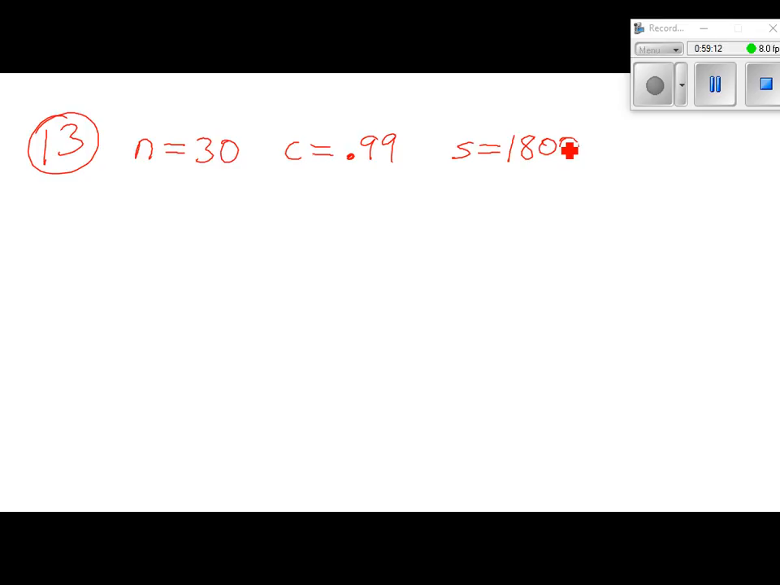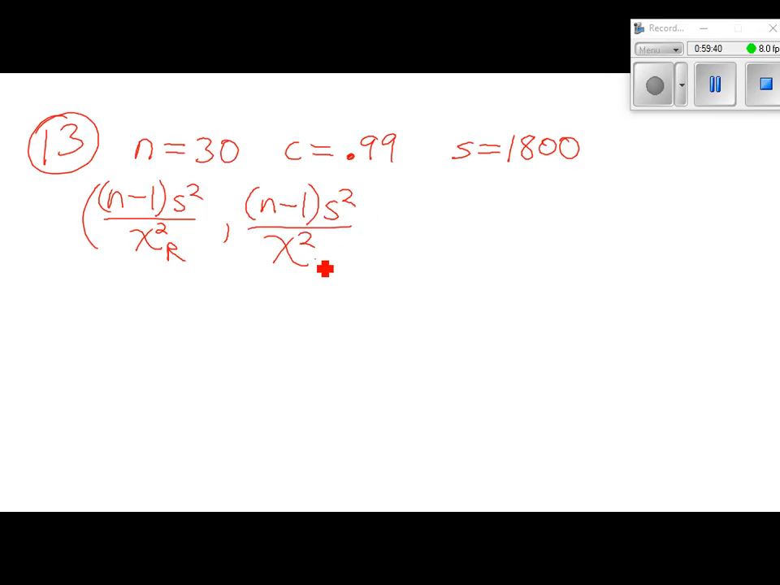So you grab your calculator and you punch this in, right? No, not for this. We have to use the formula. N minus 1 times S squared over, what was it over? Chi squared R, right? And then the other one is N minus 1 S squared over chi squared L. Well, we know N and we know S, but what two things don't we know? The chi squareds, right?